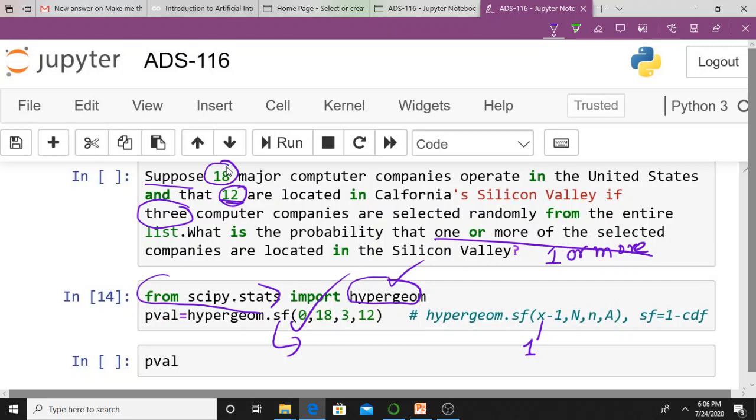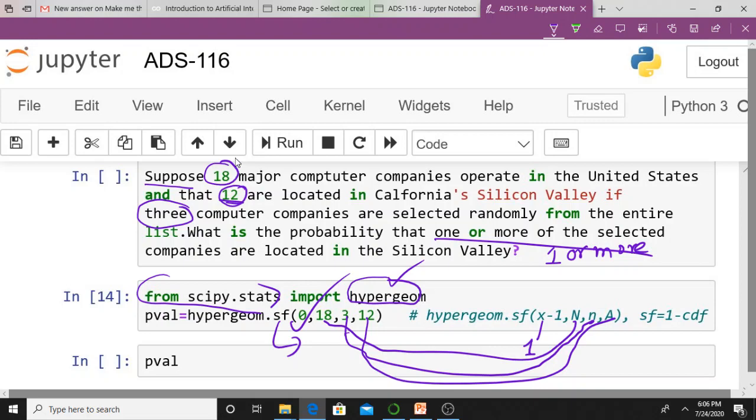Comma, capital N. What is my capital N? Capital N is 18, which represents the population size. What is this 3? 3 means we are choosing. This is the sample size, small n. What is my 12? 12 is the number of successes in the population, that is capital A. This is the explanation of this problem.